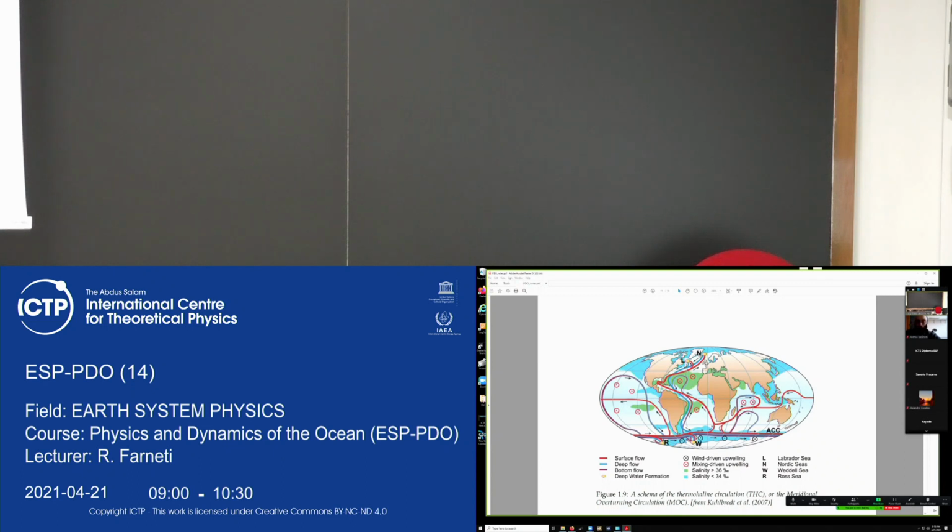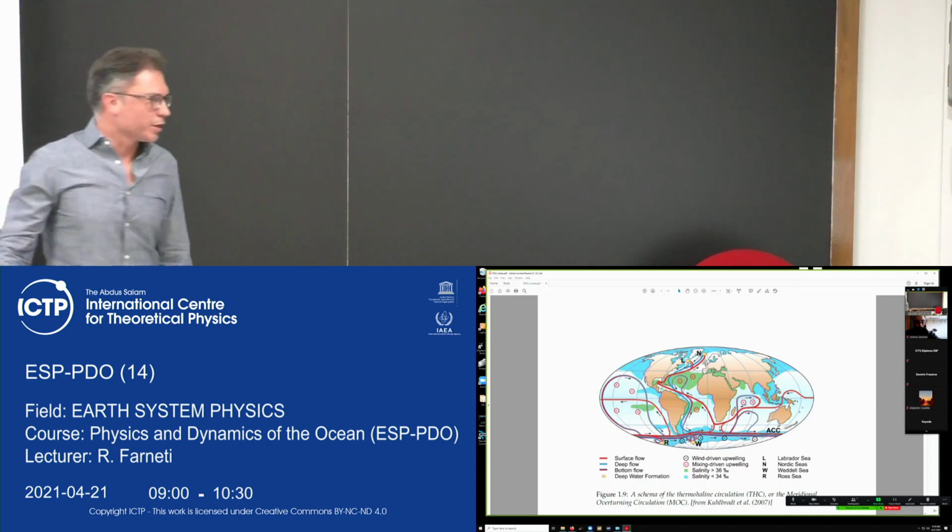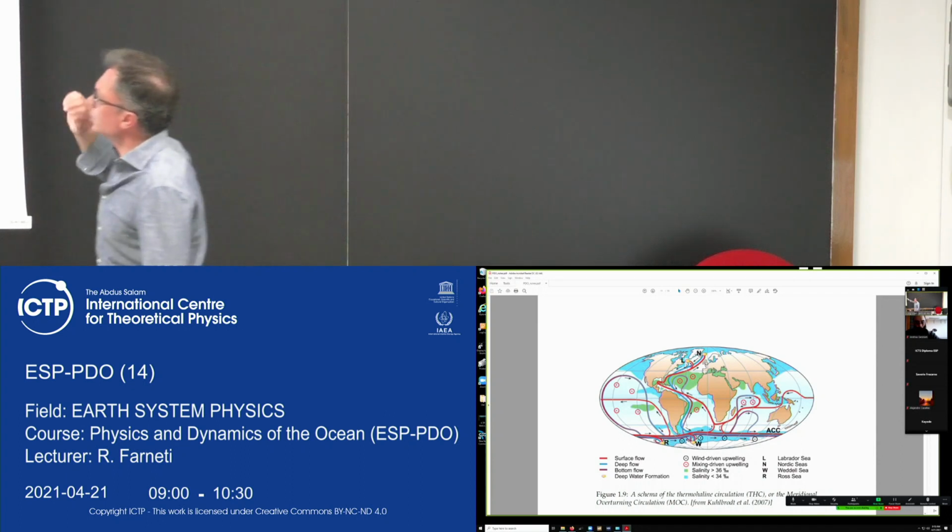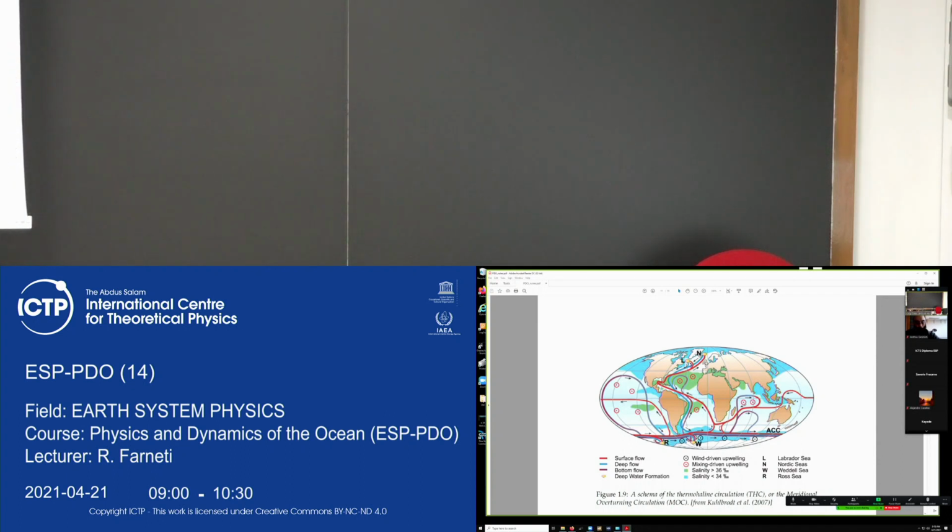But in the Atlantic is the only place where you have this deep water production. And then you have upwelling of deeper layers in the Pacific and in the Indian Ocean, closing this meridional returning circulation. This is a simplification, of course, but it gives you the main pathways of the surface and deep branches of this meridional returning circulation.